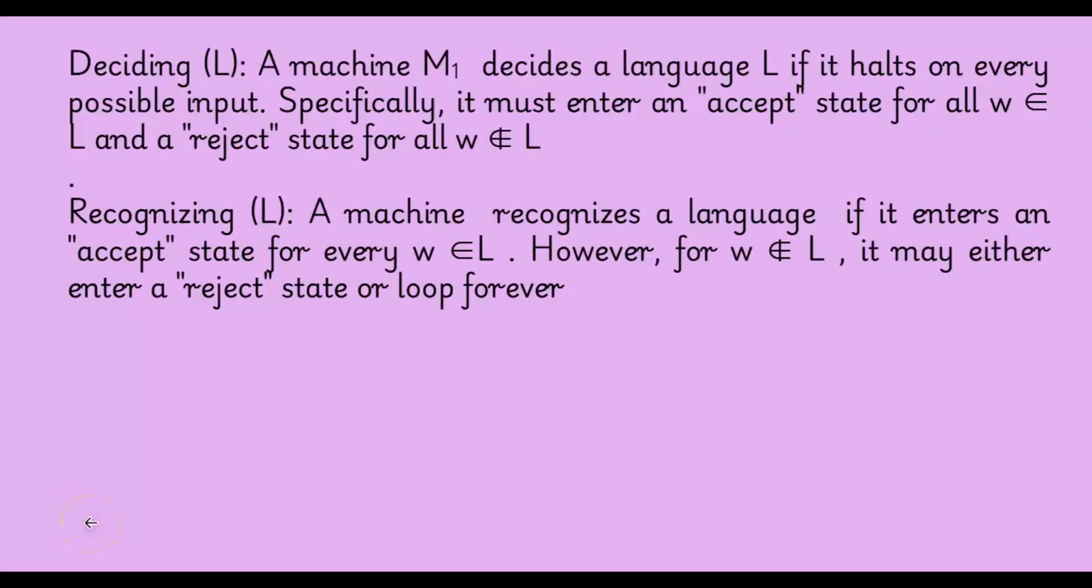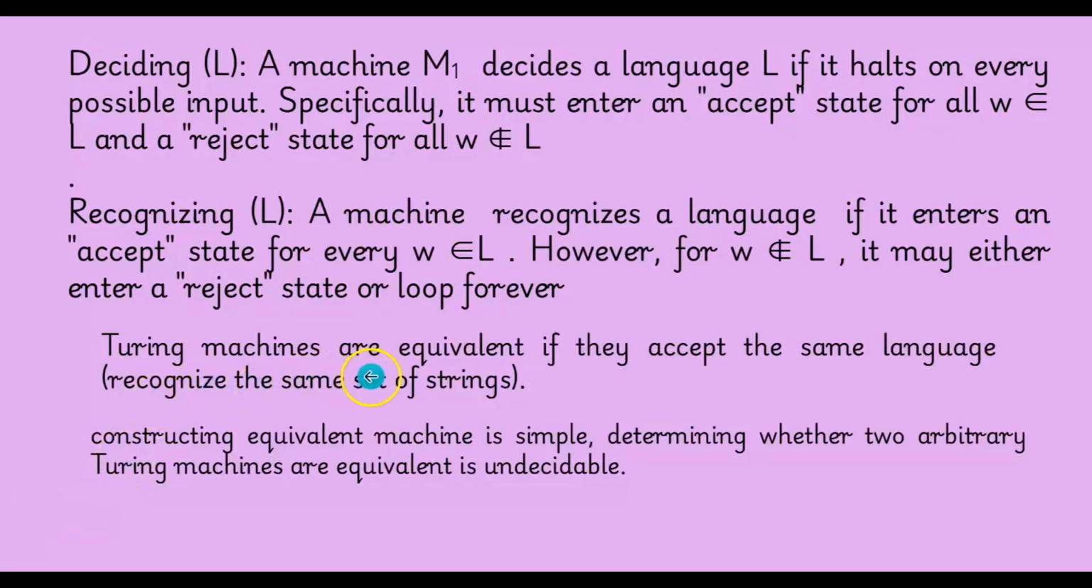Let us understand the difference between deciding and recognizing. A machine M1 decides a language L if it halts on every possible input. Specifically, it must enter an accept state for all strings w that belong to L and a reject state for all w that do not belong to L. But what is recognizing? A machine recognizes a language if it enters an accept state for every string w belonging to L. However, for w not belonging to L, it may either enter a reject state or loop forever.